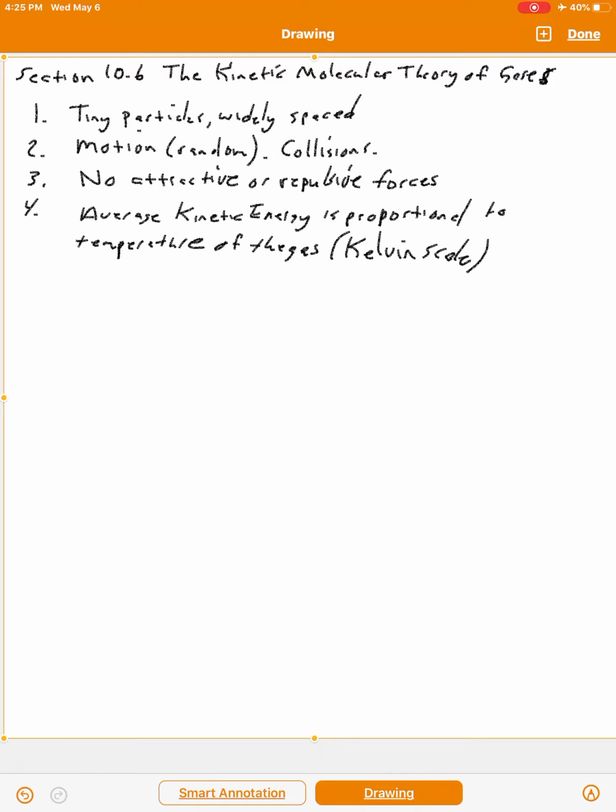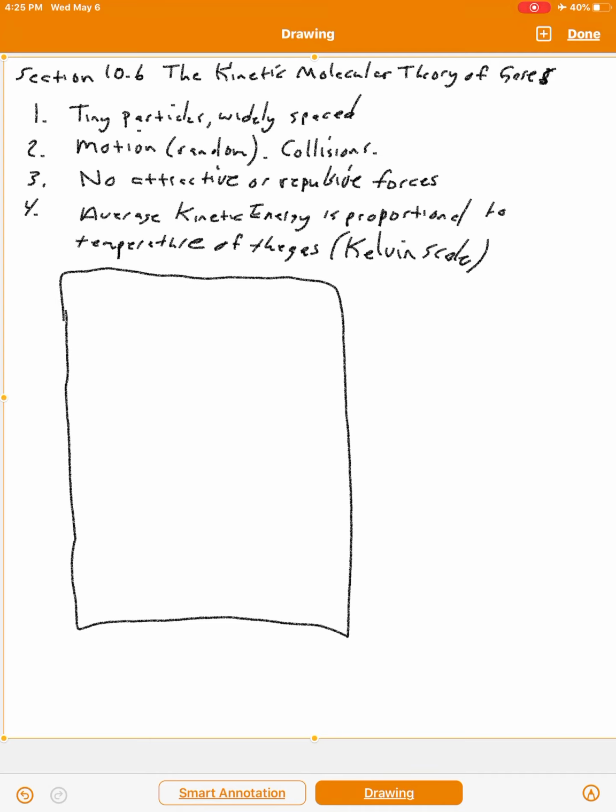Let me draw a little picture for you so you get an idea of what I'm saying. There are good animations online, but we'll point this out. The idea is that these particles are a large number, so I'm not going to draw a mole, but I'll draw a few particles here just so you can get an idea. See how widely spaced they are? They're really far apart from each other and they're tiny. The size of a molecule or an atom is perhaps 10 to the minus 9 meters, even a little smaller than that. They're in motion.